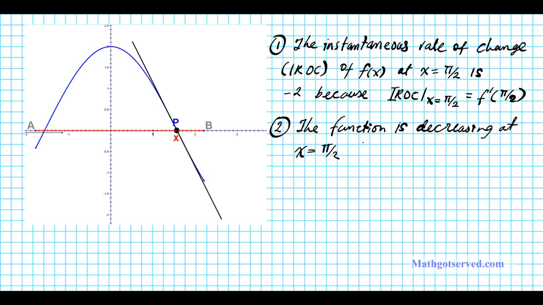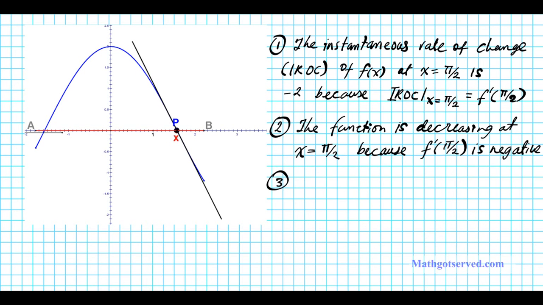Absolutely. The function is decreasing at x equals pi over 2 because the derivative at that point is what? The derivative at pi over 2 is negative. So if you have a negative derivative, that basically means that the slope of the tangent line is negative, so your function should be decreasing at that value. Okay? All right, number 3, what can this line help us to do?